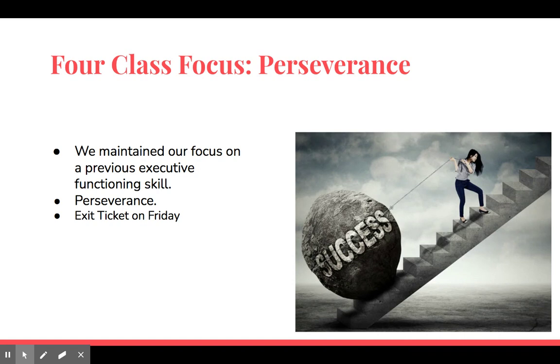Our class focus was perseverance. That actually was a two-week focus during finals week when we had shorter classes and into this first week of the second semester. And we had an exit ticket on Friday.